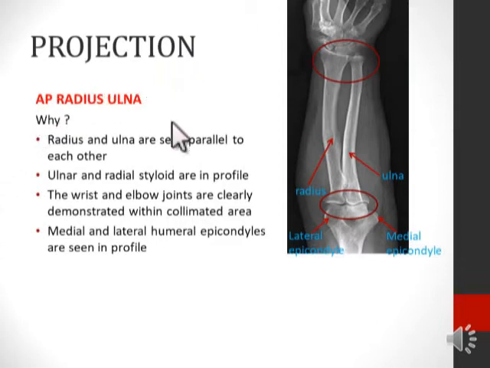So next, I'm going to evaluate the first radiograph, which is AP radius ulna. So why did I say this is AP radius ulna? This is because radius and ulna are seen parallel to each other. Ulna and radial styloid are in profile. The wrist and elbow joints are clearly demonstrated, and medial and lateral humeral epicondyles are seen in profile.